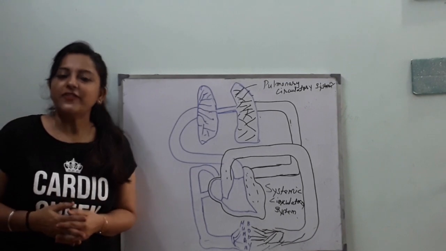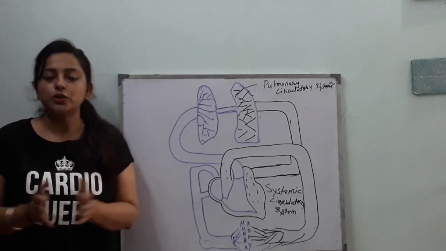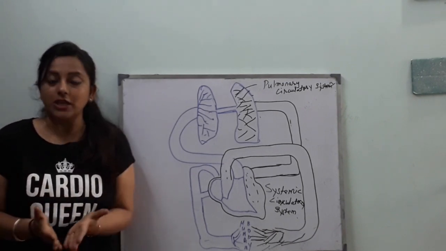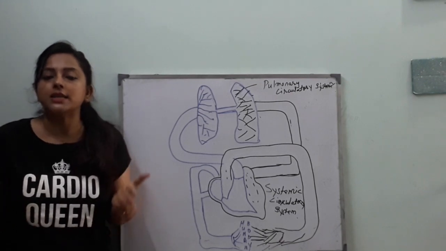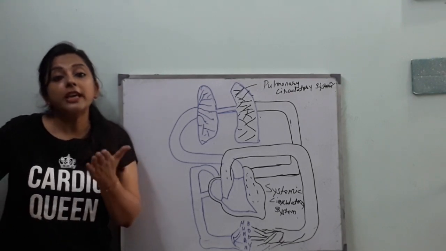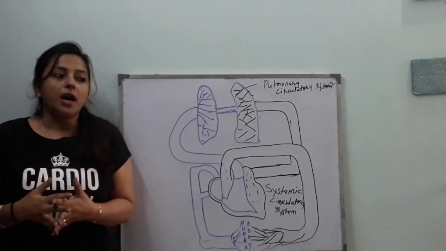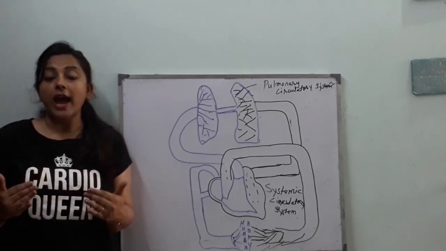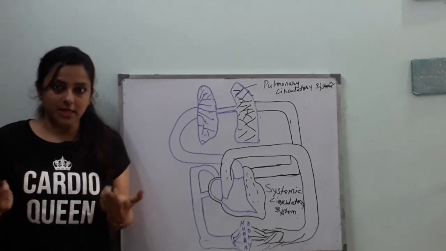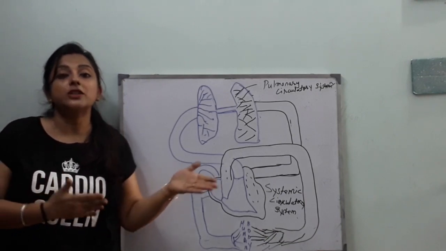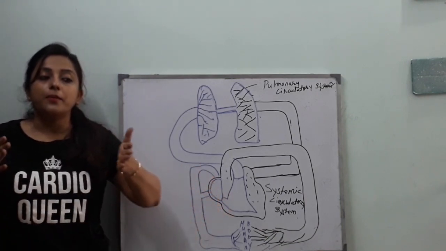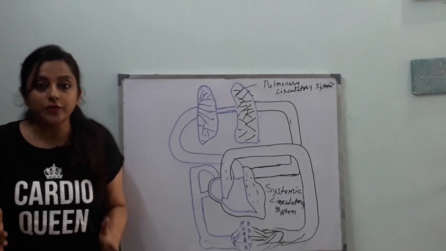In our previous session, we discussed the structure of the heart. Today, we will discuss circulation, how blood is pumped by the heart to each and every cell of our body. Students, we all know that we have a double circulatory system, or we can say we have two sets of circulatory system. Why do we have a double circulatory system?